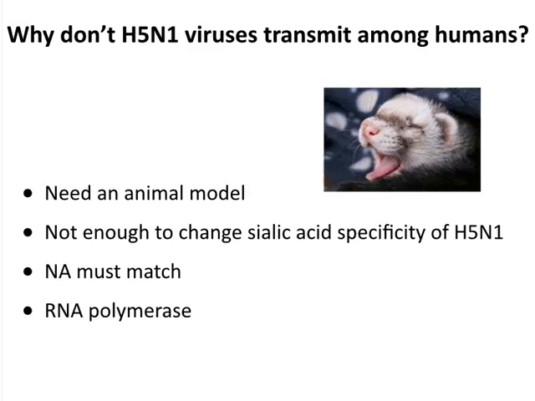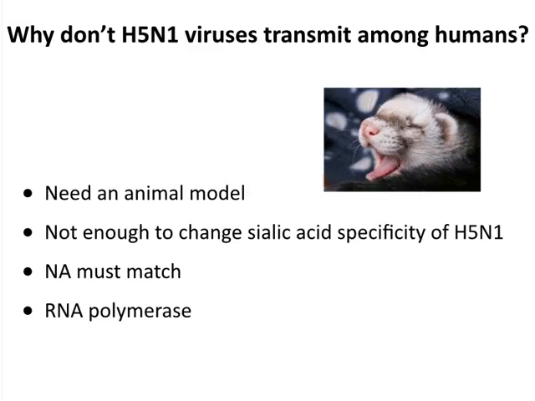So wild type H5N1 virus that you get from a bird does not transmit among ferrets, just as it doesn't transmit among humans. If you change the sialic acid specificity so that the virus now recognizes alpha-2,6 linked sialic acids, and this is what will help H5N1s replicate in human cells, it still does not transmit among ferrets. So that's not enough. When you do these changes, you also have to change the neuraminidase, because the neuraminidase has to be able to cleave the same kind of sialic acid that the HA is recognizing. So you put changes in the neuraminidase as well.